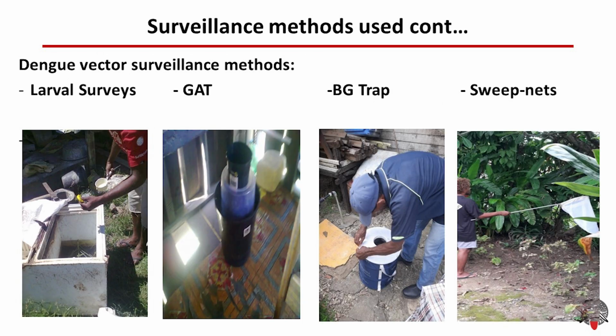For dengue vector surveillance, the methods we use mainly are larval surveys. Then last time we used gravid traps, and this last time we got the stuff from PacMOSSI. We tried to use the BG traps, and then occasionally we use string nets. Those are the three main ones.